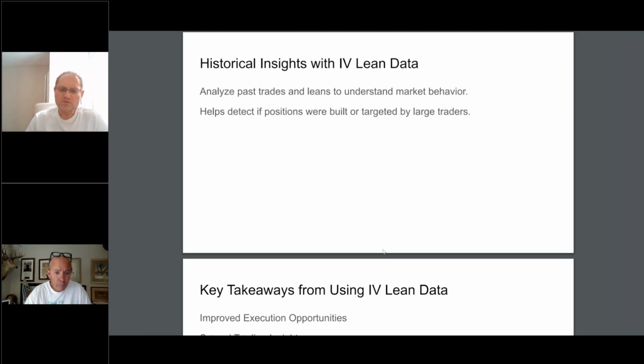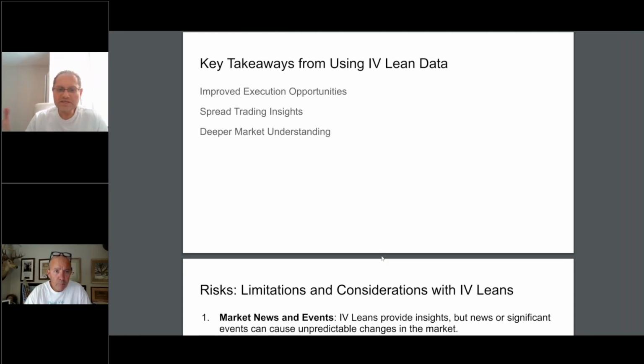All right, so key takeaways. Implied volatility leans are good to help with execution, opportunities to improve or get better quality executions.